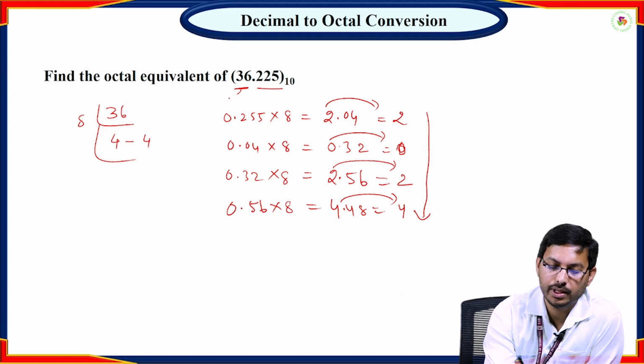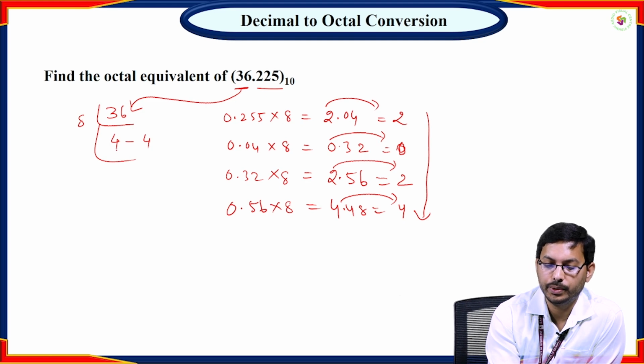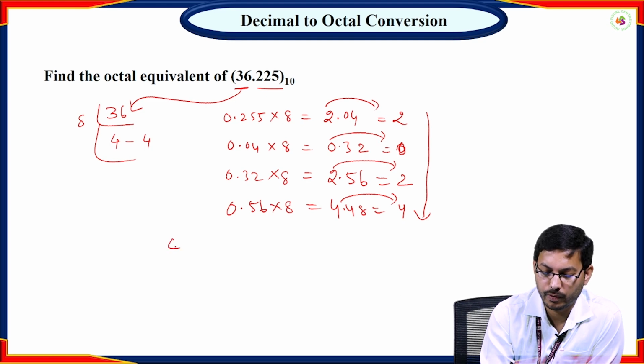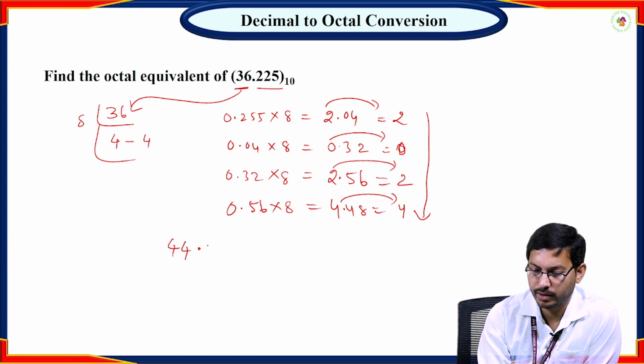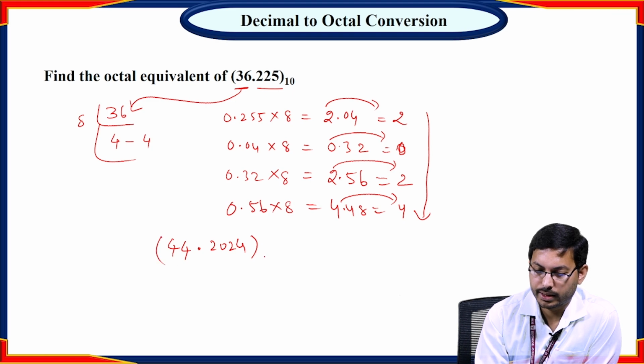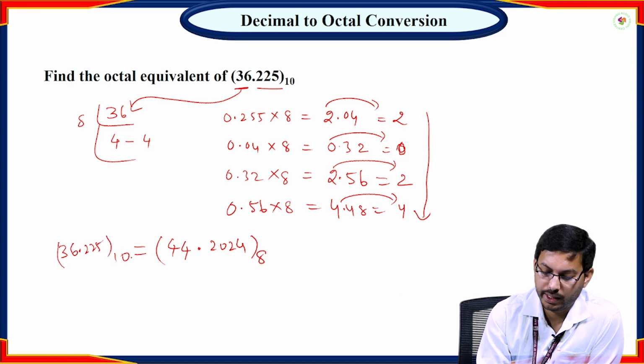First we have to convert this 36 to an octal number. Just divide 36 by 8. 8 4s are 32 and the remainder is 4, so 44. So 44 point, whatever values you are getting here, 20248. So the final answer, if you convert this number system, that is 36.225, you can get this one.